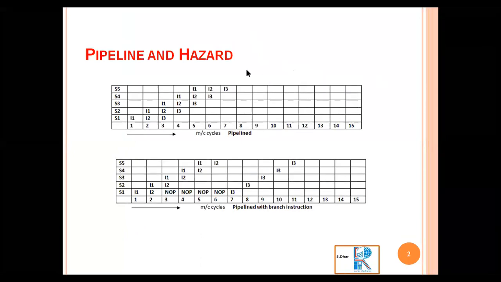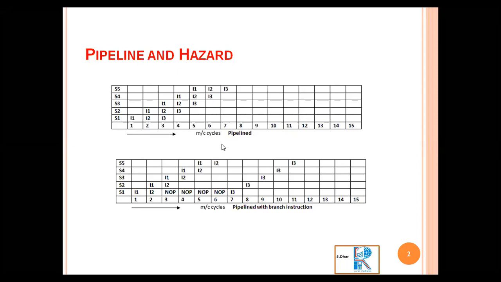So, in the last class, we learned about the pipeline. Now you know that to increase the performance of a system, we require the pipeline. What happens in the pipeline? In the pipeline, more than one instruction can be executed simultaneously. That means there is a partial parallel execution of the instructions.